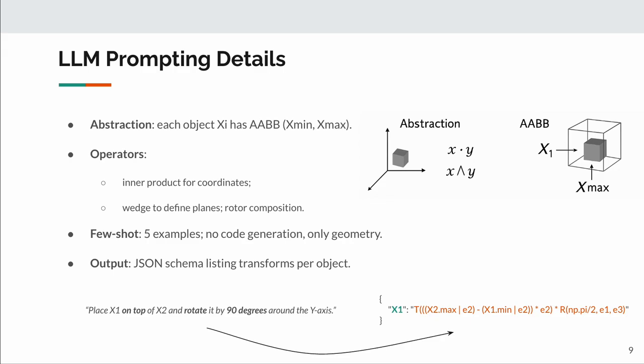And let's present also some details regarding the element prompting. Each object is represented by its axis-aligned bounding box. We exploit CGA's inner and outer products to compute positions and define planes. The LLM reasons symbolically and outputs a JSON of transformation. No code generation, only geometry. You can also see an example of the output of the LLM.